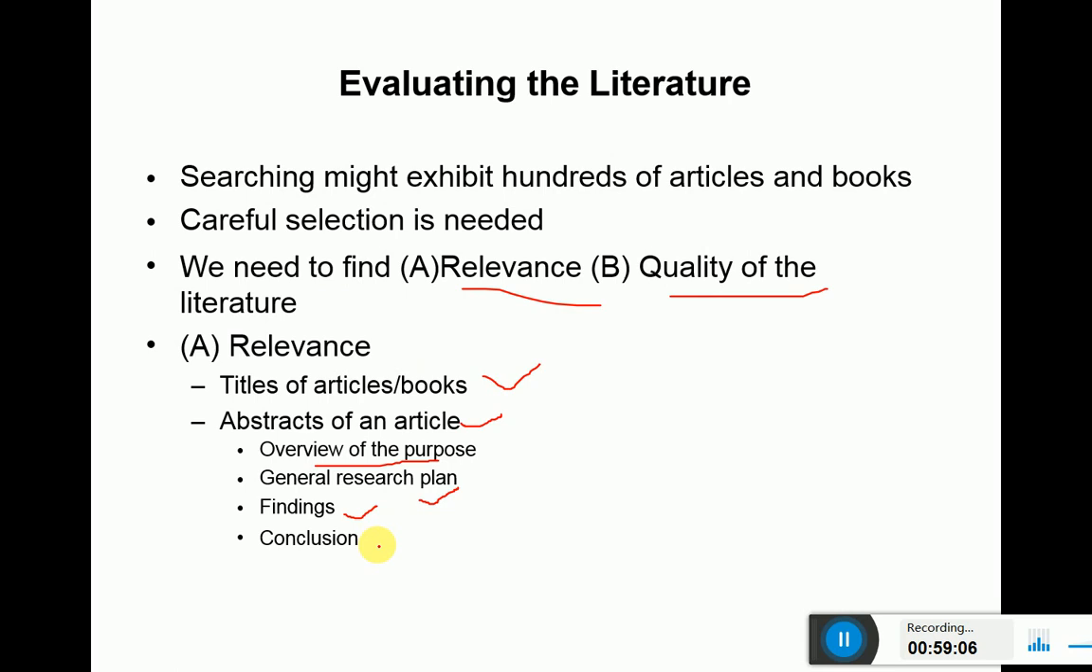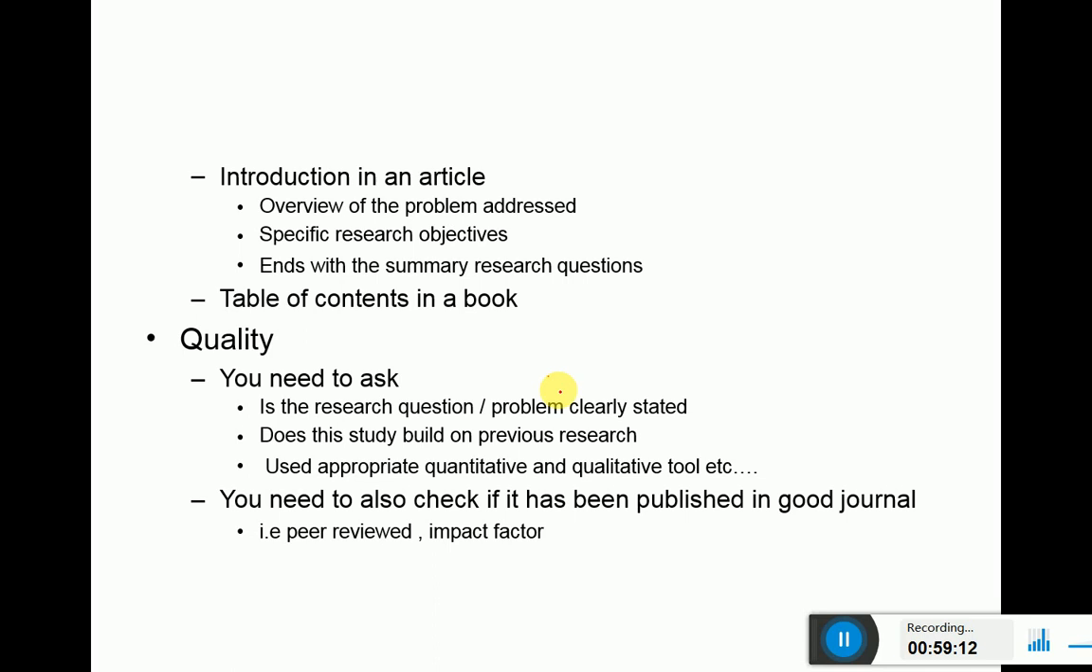For quality, the research question or problem should be clearly stated, clearly defined and not ambiguous. Does this study build on previous research? Did it use appropriate quantitative and qualitative tools, for example mathematical models or quantitative techniques such as regression, correlation, or ANOVA analysis?